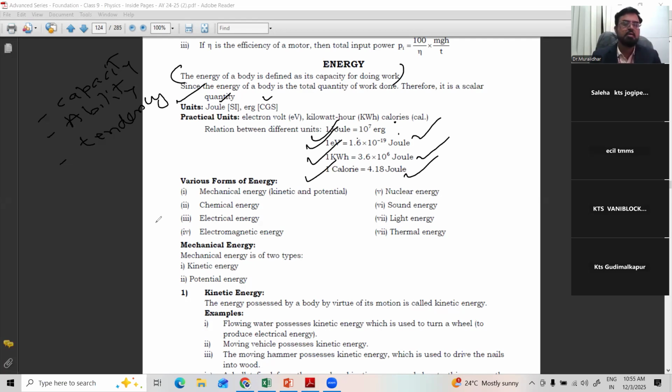Okay? Then, what are the various forms of energies? Means, where is energy available? In which form is this energy available? Mechanical energy, that may be either kinetic or potential. Mechanical means applied.